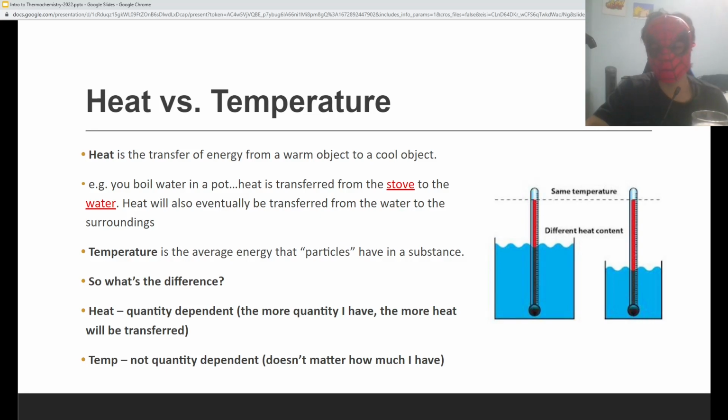Temperature, on the other hand, is a measure of the average energy of the particles in a substance and is not dependent on the quantity of the substance. Understanding the difference between heat and temperature is important in thermochemistry because they are distinct concepts.